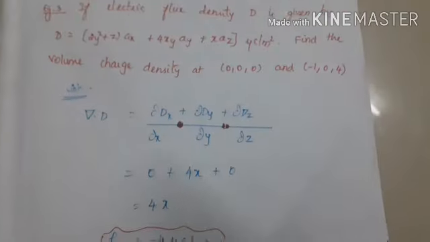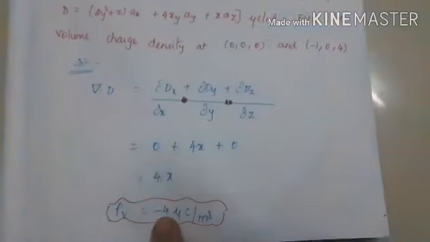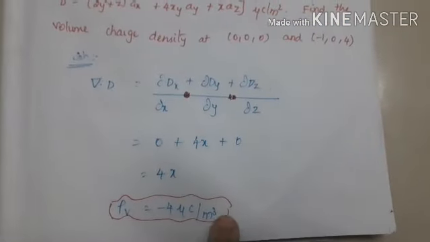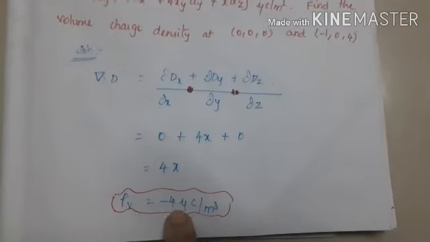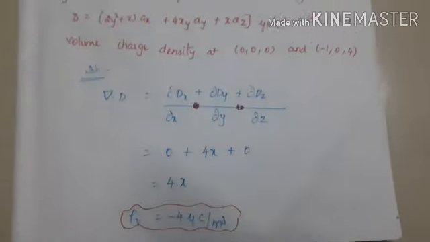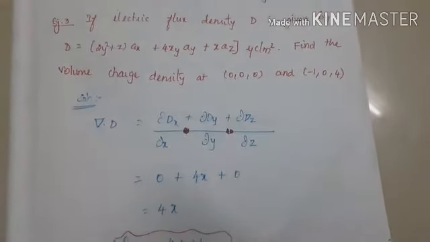See, the x value here is minus 1, so I just substituted this minus 1 over here. So minus 4 mu coulomb per meter cube is the volume charge density for the given problem.